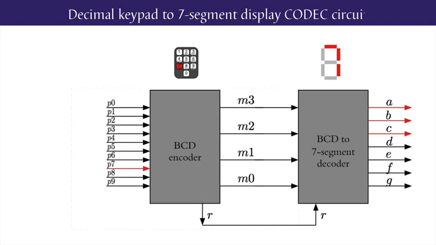Then the BCD to 7-segment decoder will activate outputs A, B and C to light up the display to form the symbol 7. On the other hand, if the keypad is mishandled and 2 or more buttons are pressed, then the BCD encoder will produce an error output R equals 1, which would then be passed on to the BCD to 7-segment decoder, resulting in no segments being lit up.